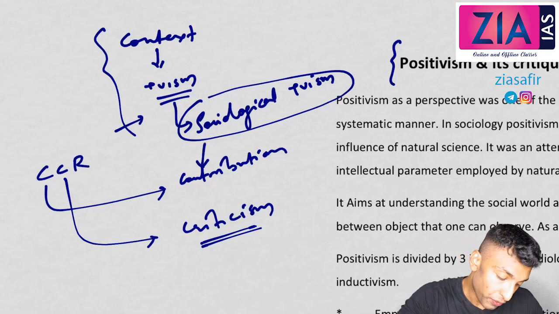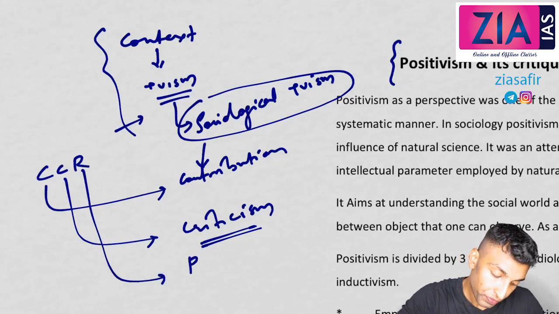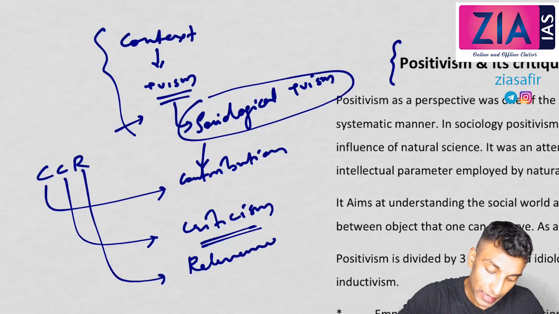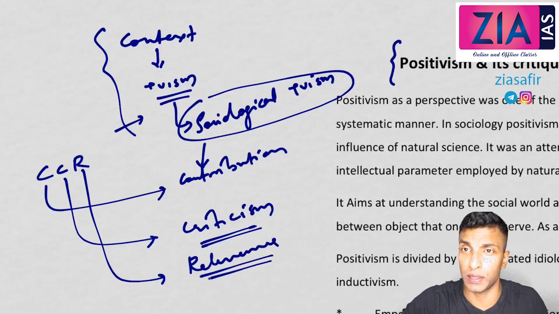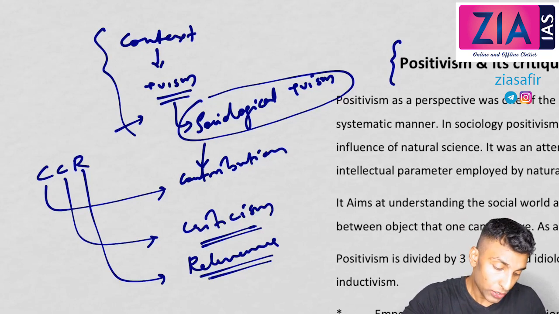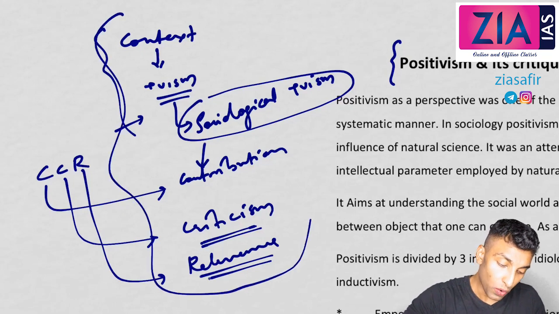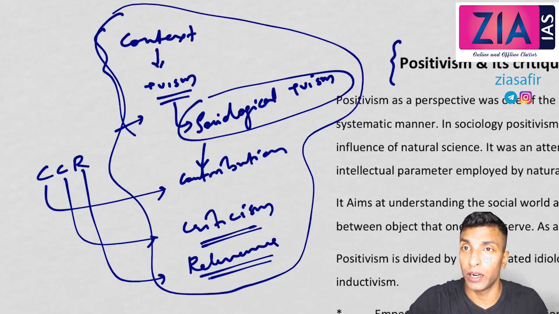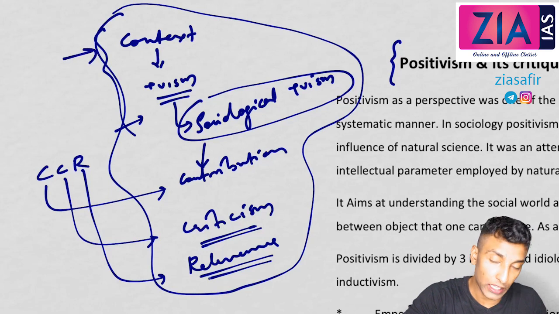Then finally, this R is relevance. You will conclude your answer by saying the relevance of positivism. Even though criticisms are there, even though new methods and perspectives are there, why is positivism still relevant in sociology? That should be a positive note, and you will conclude your answer with a positive note. So your answer should look like this. And now I'll give you the content to fix on each of these paragraphs.